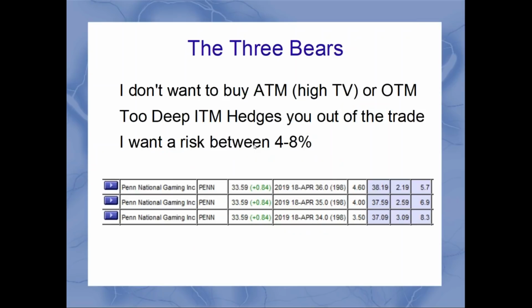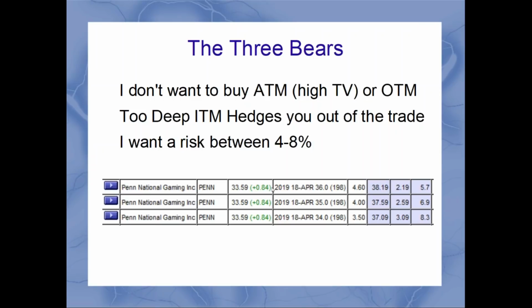And this is where we kind of come to the three bears of selecting the proper put for insurance. I don't want to buy at the money. It has the highest time value. I don't want to go out of the money because the stock has to fall before the insurance kicks in. Too deep in the money hedges me out of the trade and is not a reasonable expectation. So I want to control my risk, as we mentioned in the beginning, between 4 to 8%. And where is that? Somewhere within 1, 2, or 3 strikes in the money for a proper controlled risk.